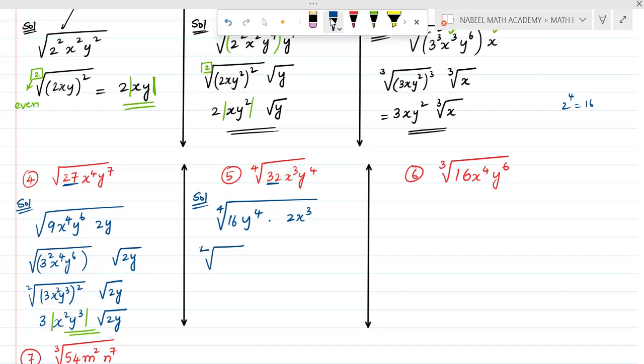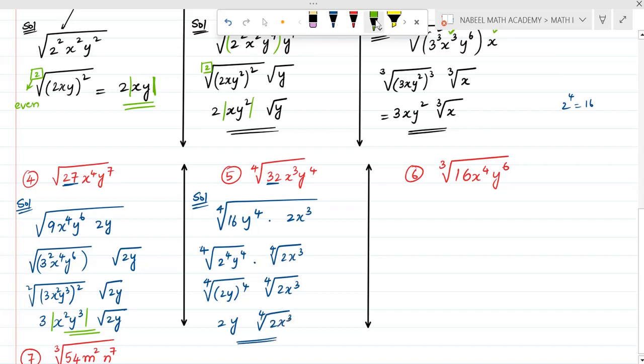Now when you separate this part, if you separate the root, you will have 2 power 4 y power 4 into both root of 2x power 3. So here we will have 2y power 4 and here 2x power 3. If you cancel this one, we will get 2y. So there will be an absolute value only for y, only for y. Why? The reason is here it is even. So this is even.